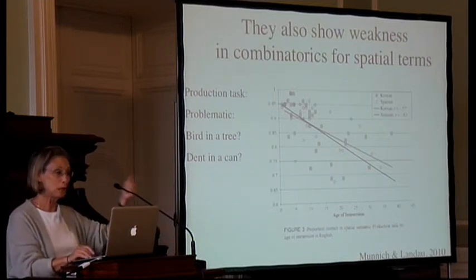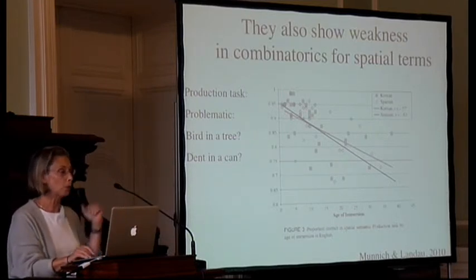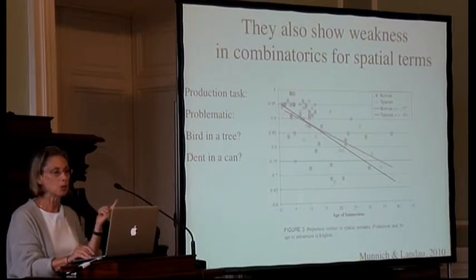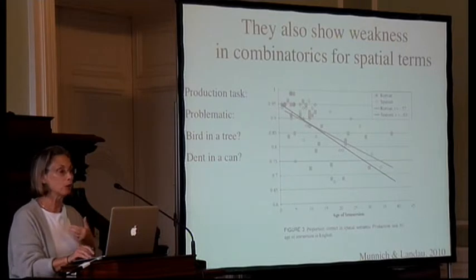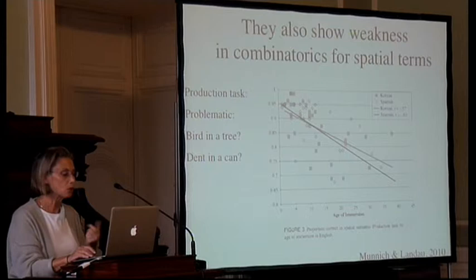So point one, young kids get it, and it's an important part of the learning problem. Point two, it actually seems to be run by some kind of a maturational or biological timetable, where late learners really find it very challenging to master a lot of these combinatorics.